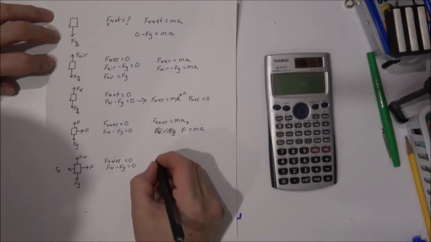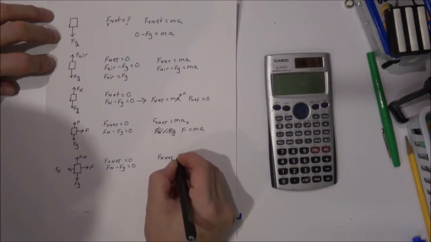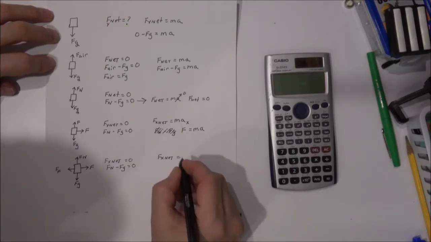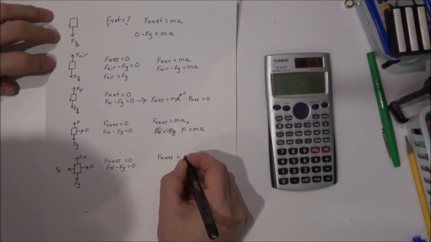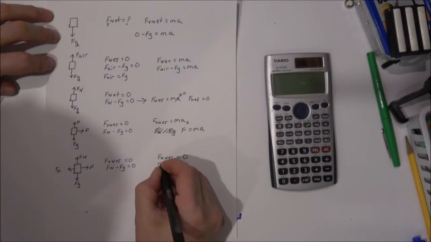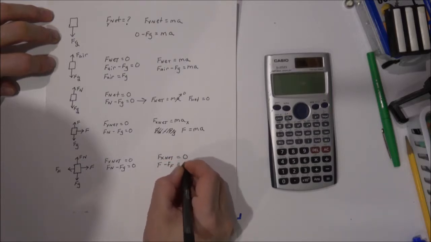In the horizontal direction, we're going to have Fxnet equals, well, we don't know if it's constant velocity yet or actually accelerating. If it were constant velocity, it would equal 0. Well, let's just assume that. It's moving at a constant velocity. So we'll say Fxnet is 0. So we'll say F minus the force of friction equals 0.